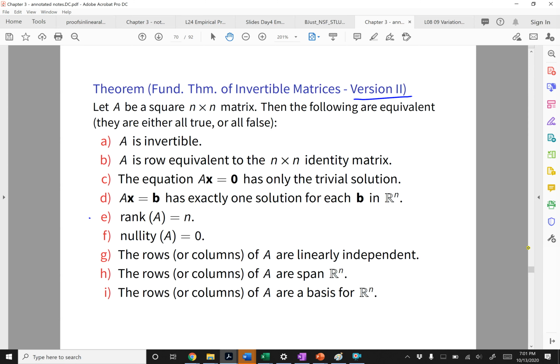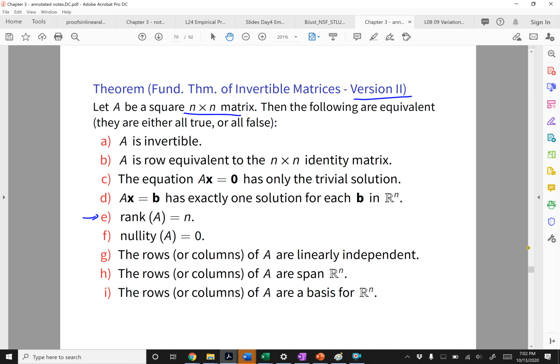If the rank of A is n, so this is for an n by n square matrix, then all the following are true or all of them are false. A is invertible. A is row equivalent to the n by n identity matrix. The equation Ax equals 0 has only the trivial solution. Ax equals b has exactly one solution for each b in Rn. The rank of A is n. The nullity of A is 0.